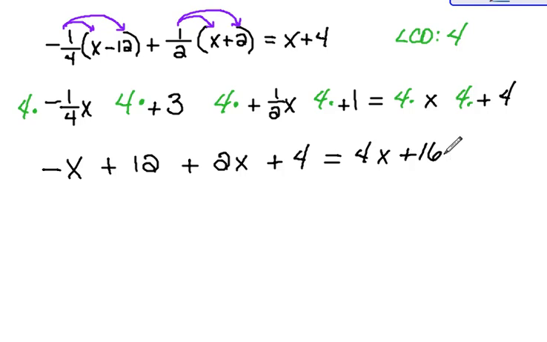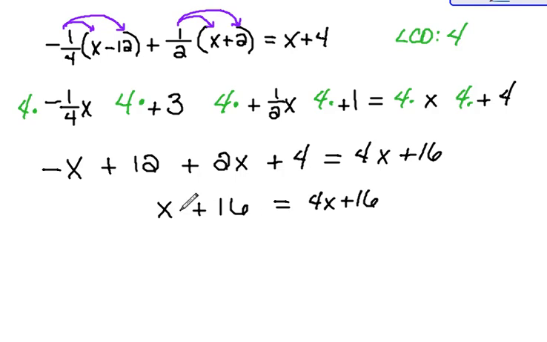So now we've eliminated all of our fractions, and our next step is to simplify on each side of the equation. So here we have a negative x and a positive 2x. When we put those together, that would be a positive 1x. And we have a 12 and a 4, which would come together to give us a 16, equals. Now on the right hand side, we can't put anything together, so that would just be 4x plus 16.